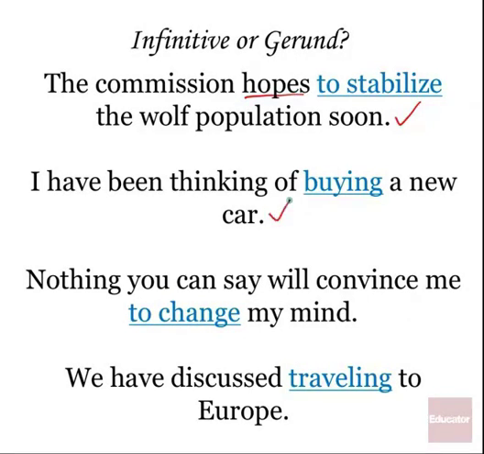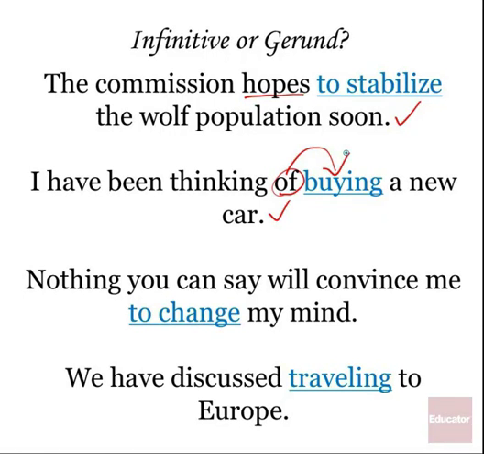I have been thinking of buying a new car. Your clue here was the preposition of. Of is pretty much always a preposition. So you need something that can act as the object of a preposition, and that is a gerund. Remember, gerunds can act like nouns and pronouns, and the object of a preposition must be a noun, a pronoun, or something that acts like one.